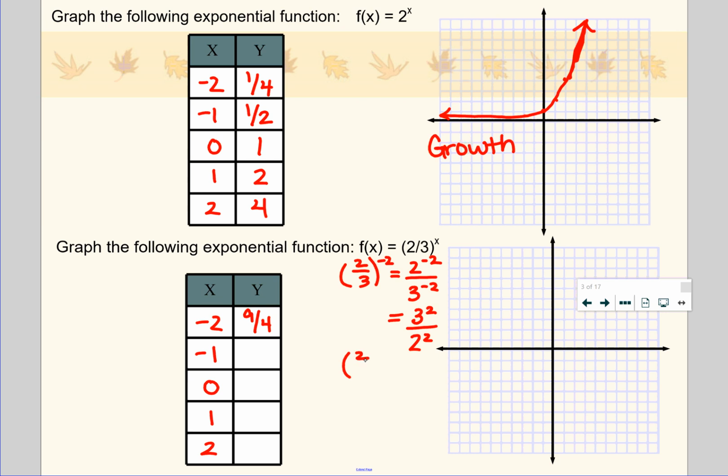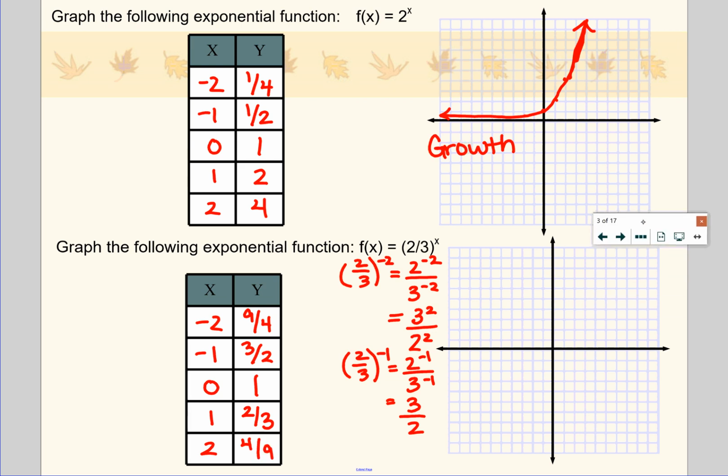If I do 2/3 to the -1st, it's 2 to the -1st over 3 to the -1st. Or if I flip it, 3 to the 1st over 2 to the 1st, or 3/2. Anything to the 0 power is 1. 2/3 to the 1st is 2/3. 2/3 to the 2nd, we just square the numerator and denominator. We get 4/9. Let's graph those points.